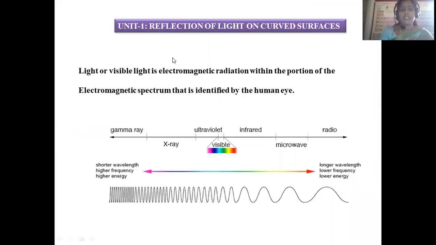And the first lesson, we are going to start with unit 1, that is reflection of light on curved surfaces. Okay. So before entering into the actual concept, first let us know what is meant by light and how it is originated. What are the important properties of this, right?